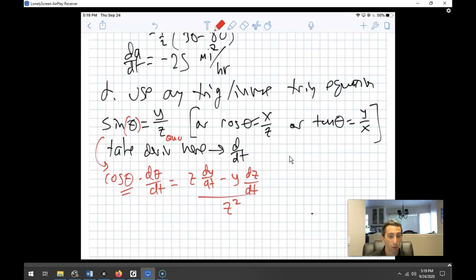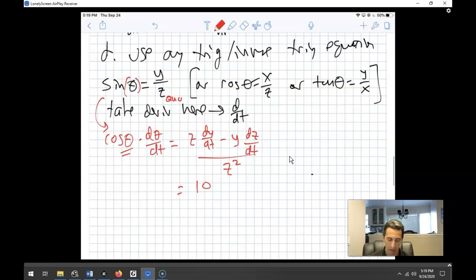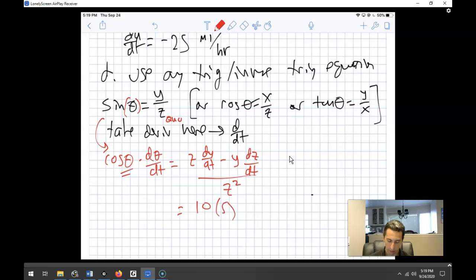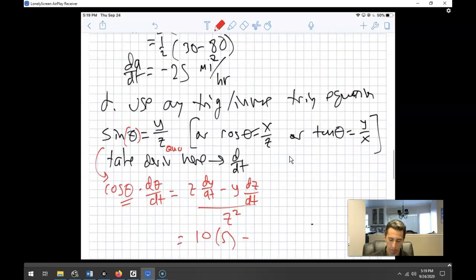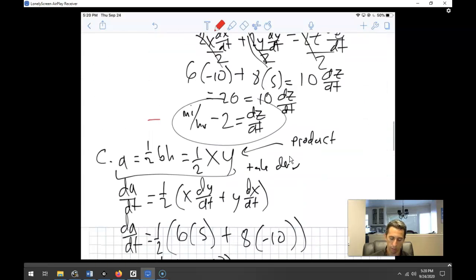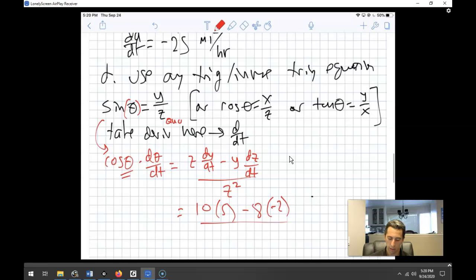Okay, so that's how we're approaching this problem. Now, the right side, of course, is very easy. We can figure all these values out. So z was 10, dy dt was 5, y was 8. The dz dt is what we found in part B. It's the same point in time, so that's -2. And at this time, of course, z is still 10, squared. So I needed to use the chain rule to get the d theta dt. That's what I'm trying to find.